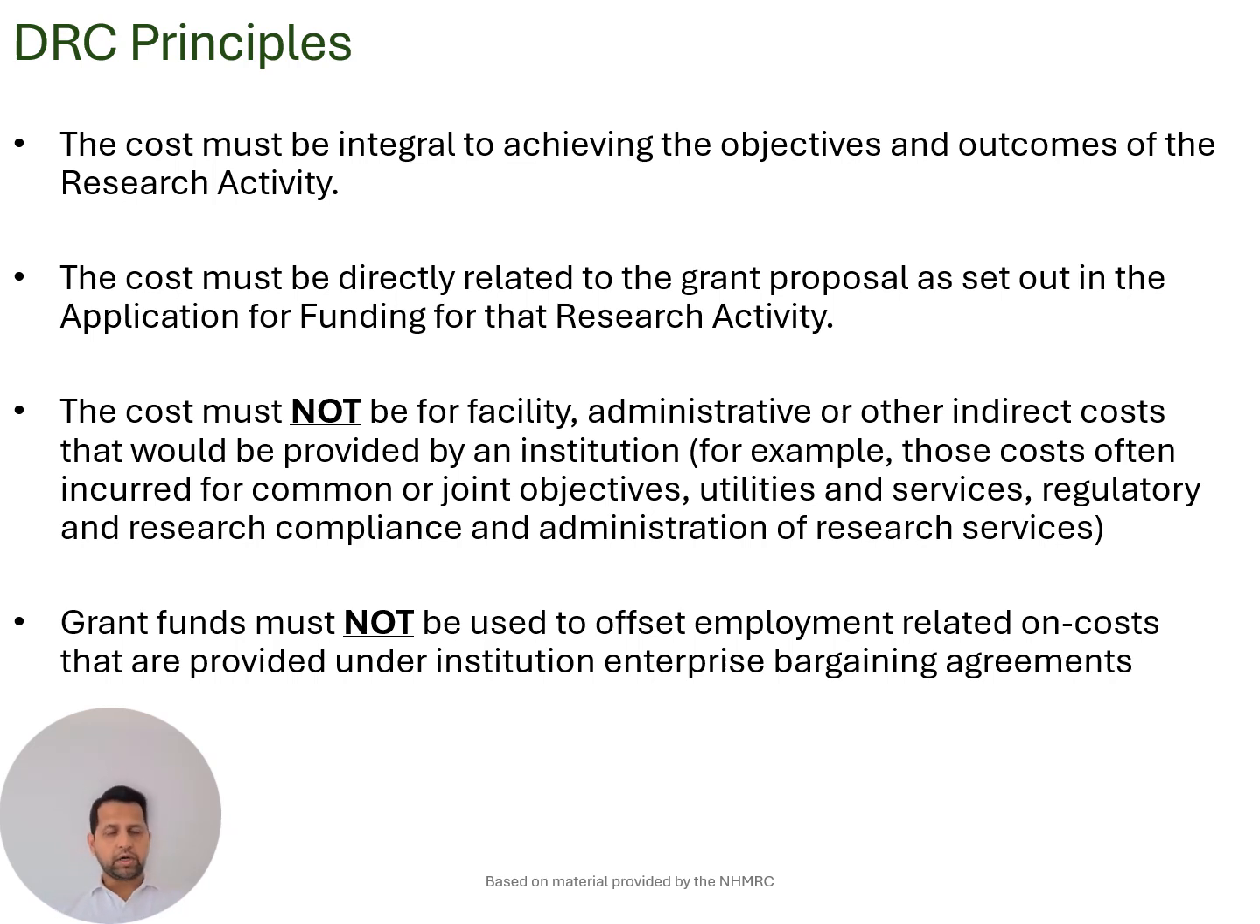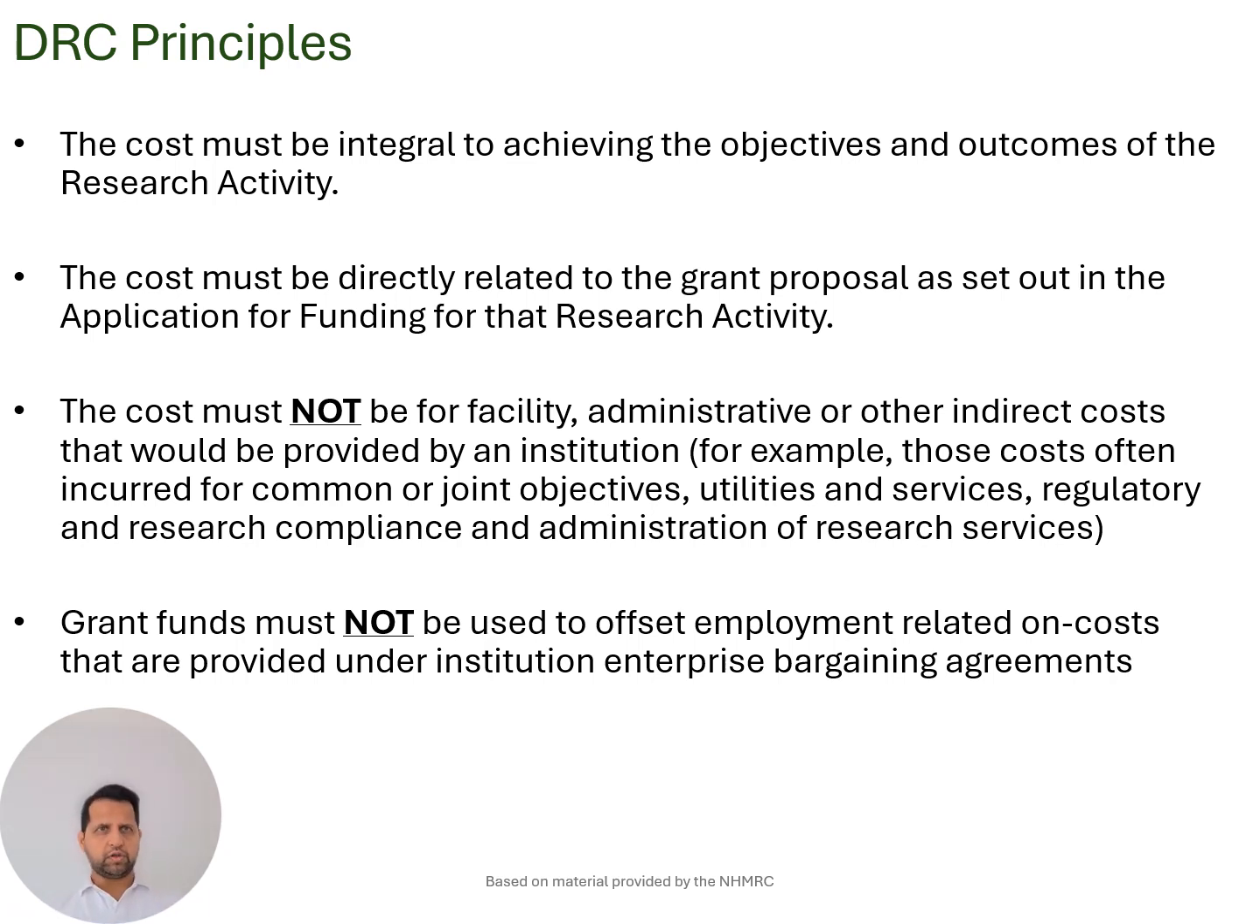The direct research costs, or the amount of money that you ask for in the other research cost section, must not be for a facility, administrative, or other indirect costs that are provided by the institution. It has to be directly towards the research, and other indirect costs or administrative costs are not allowed to be claimed in the other research costs or against these DRC principles. So you can't spend NHMRC's money on facilities, administrative costs, or other indirect costs.